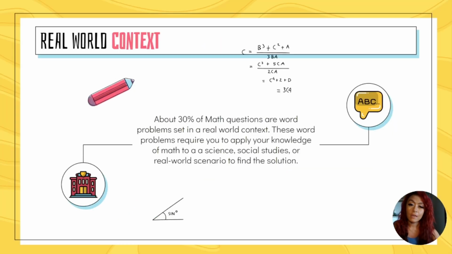About 30% of the math questions on the SAT are set in a real-world context, right? They involve real-world problems, they involve word problems, and that's just really how we learn math these days anyway, right? It's not how your parents learned math. It's all about applying math to the real world. So 30% of the math questions are going to be word problems.